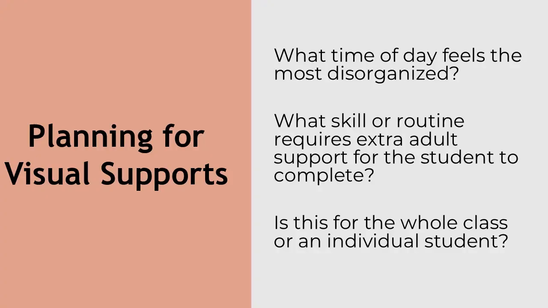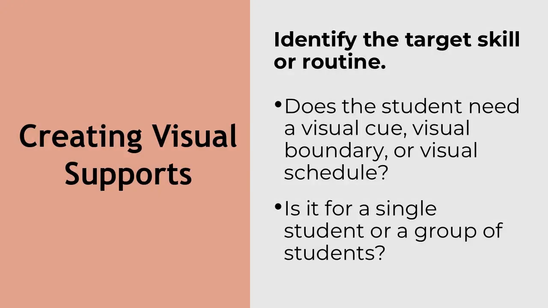If a specific activity or routine comes to mind, this may be an area that a visual support could be effective. Once you've identified a problematic or chaotic routine, think about how the target skill or routine should ideally look. What are the behavioral expectations for that routine? How can you convey the necessary information to the student or students in a visual format? Do you need a simple visual cue or visual boundary? Or perhaps a visual schedule would be most appropriate.